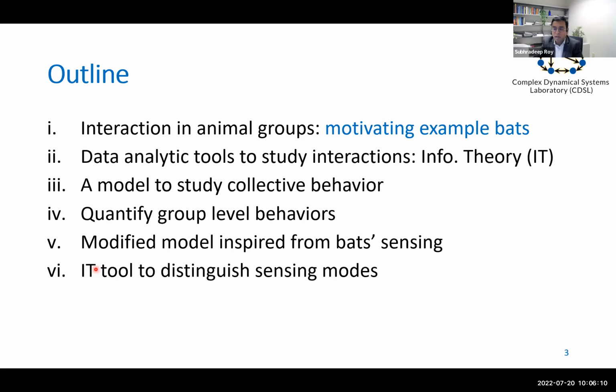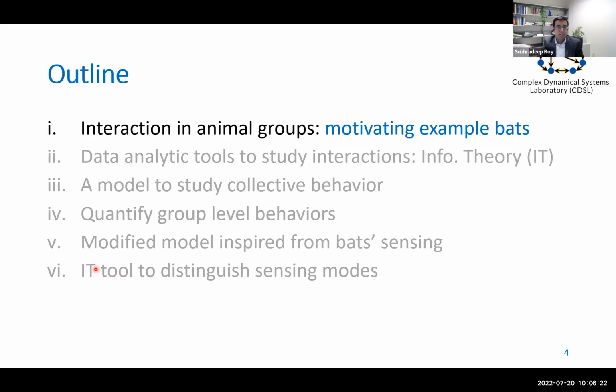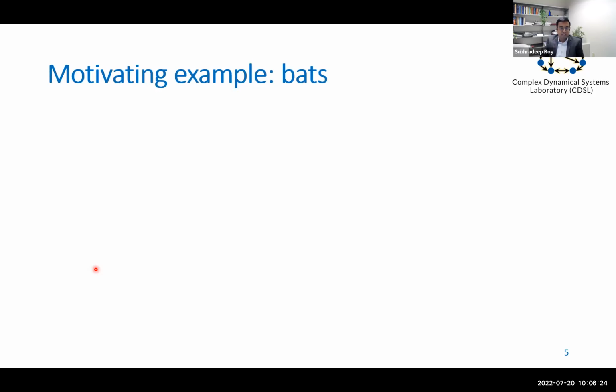So with the last couple of talks, we saw the importance of tracking and also the importance of data. So you will see the other side, what we can do when we have the data. So now let's get started with the first example here with the bats.